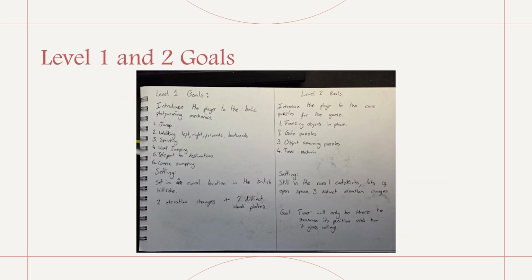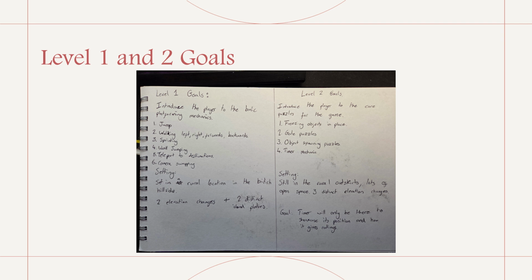These are my key level goals for each of the levels that I created. Level 1 was made to introduce the player to the basic platforming mechanics. Things like walking, jumping, sprinting, wall jumping, teleport to destinations, and camera swapping were all mechanics I wanted to introduce inside of this level. I also added a rough setting outline to help me in my level design process.